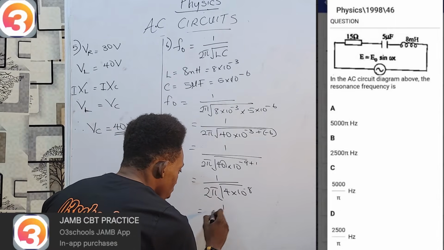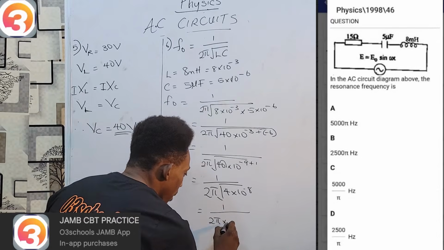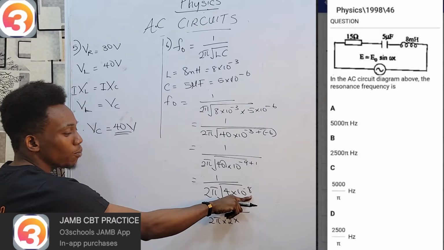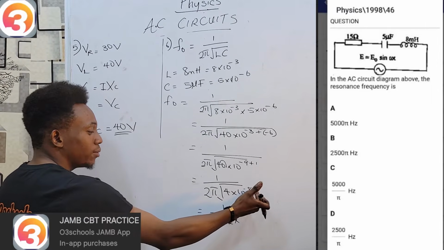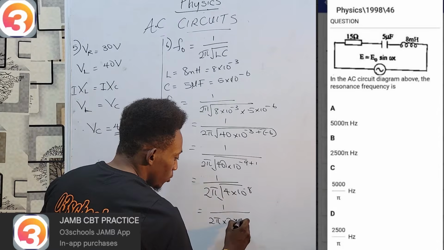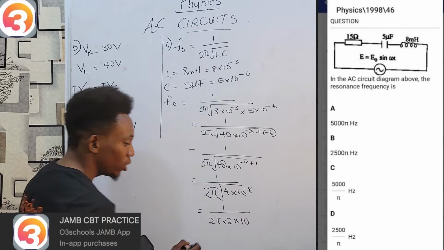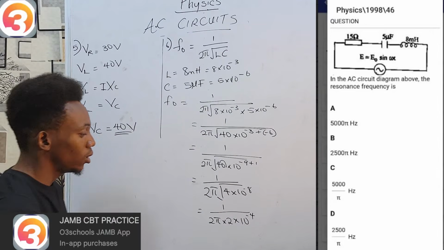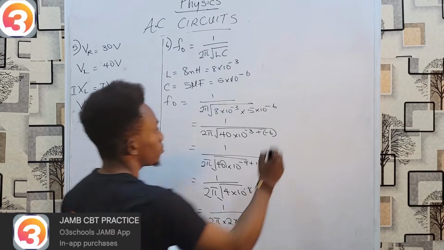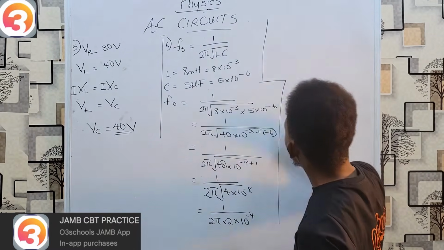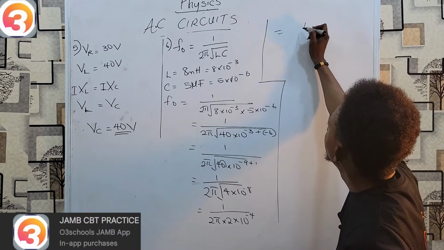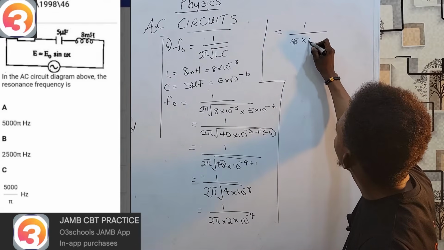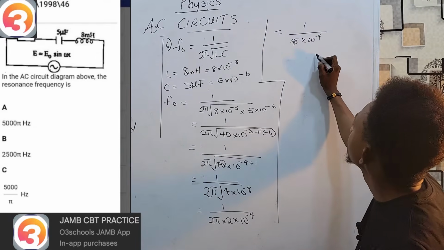And now, how then do I get the square root? This is actually the easiest part. 1 over 2 pi times, what's the square root of 4? Square root of 4 is obviously 2. And whenever you have a power like this coming out of the square root, simply divide the power by 2. That becomes 10 to the power minus 8 divided by 2, which is minus 4. As you see, just like that, that comes out. And then you get 1 over 2 times 2, which is 4 pi times 10 raised to power minus 4.